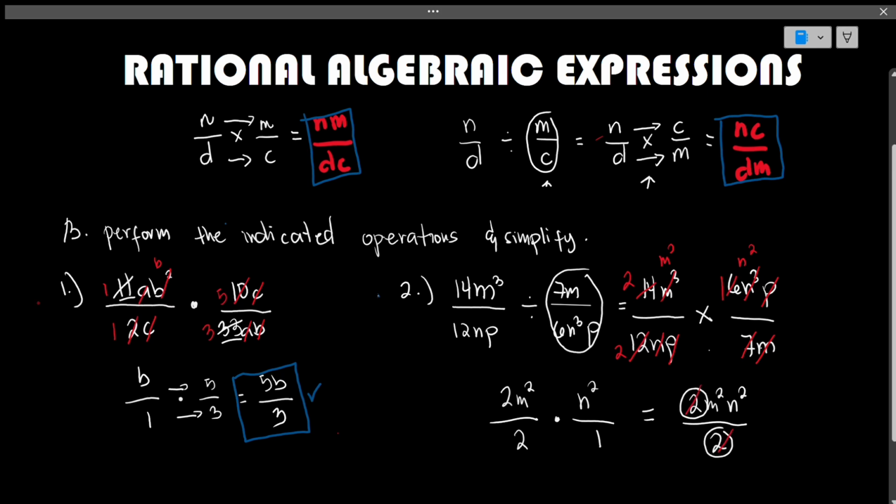It's equal to m squared n squared. And that will become your final answer.